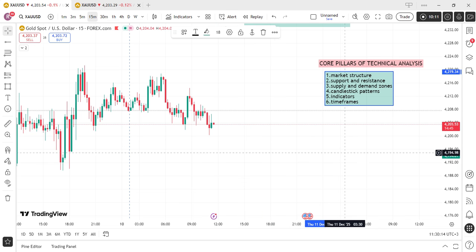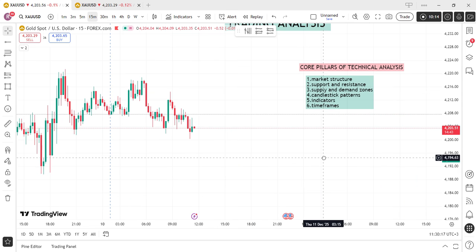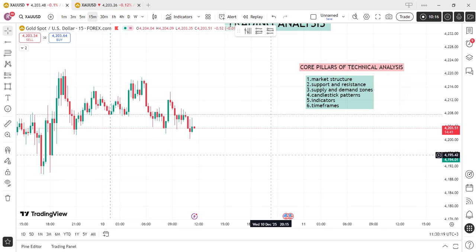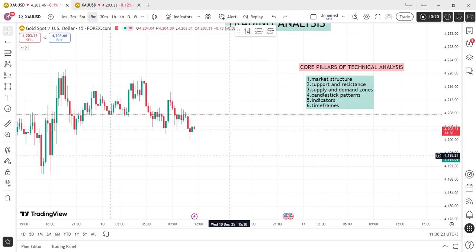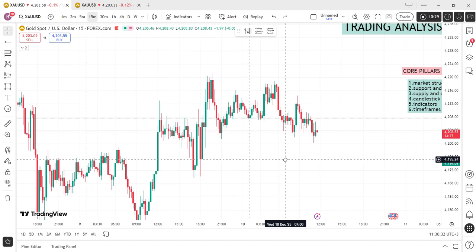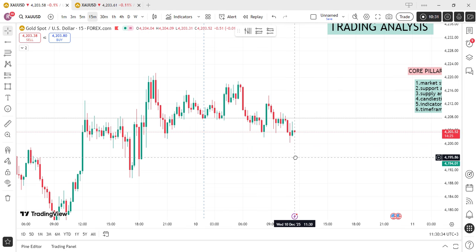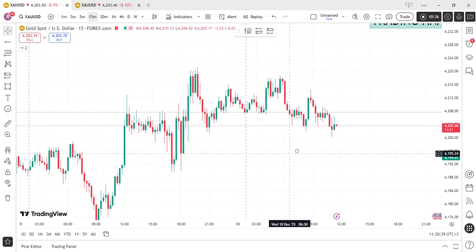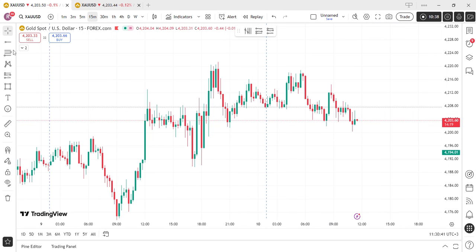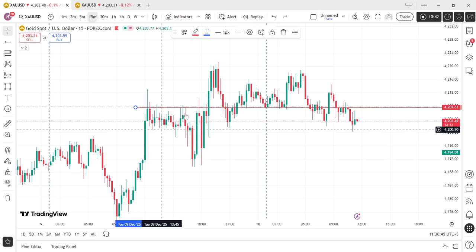Support and resistance are just price levels where price has historically reacted. Support, most of the time, just bounces upward. Resistance, sometimes, is just price rejecting downwards. I won't really like to go so much into this because I'm not really a support and resistance trader, but I do understand how it works. So let me give you guys an example here. We're going to have this zone.